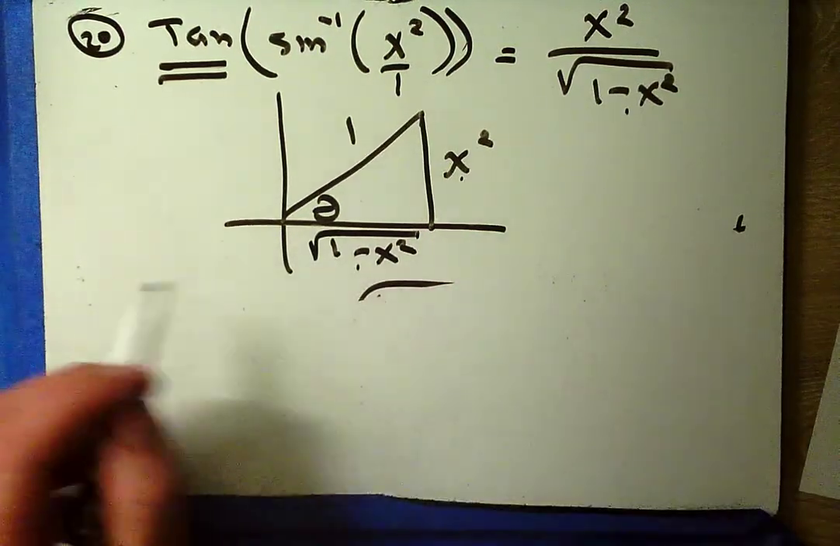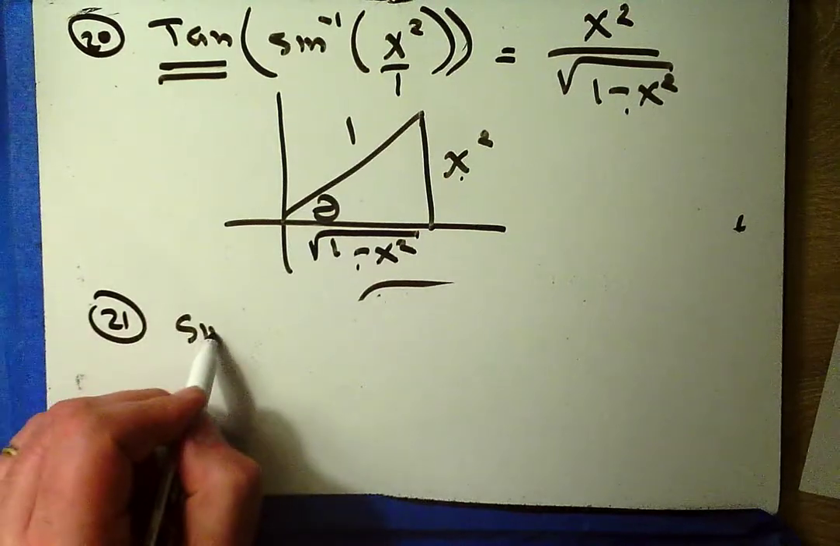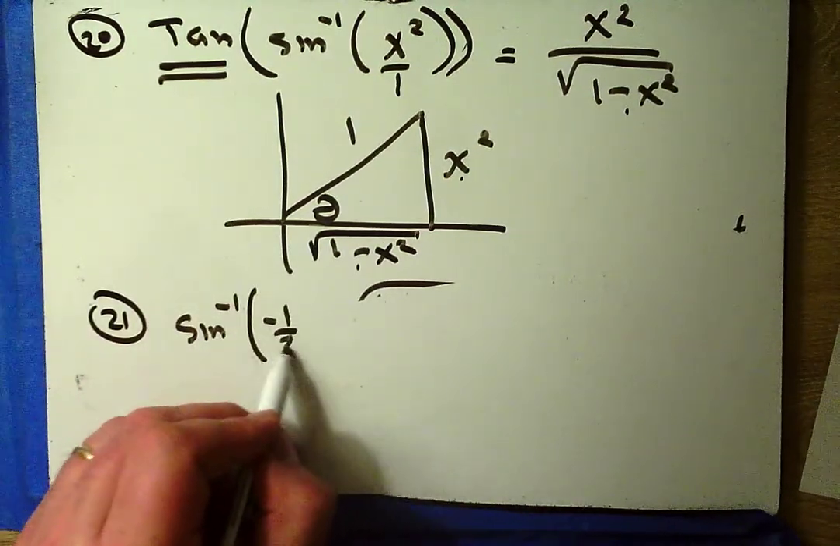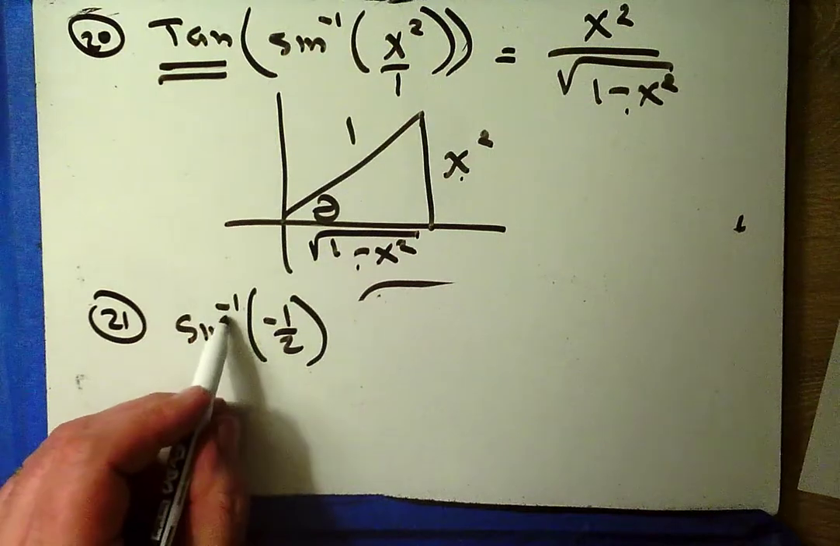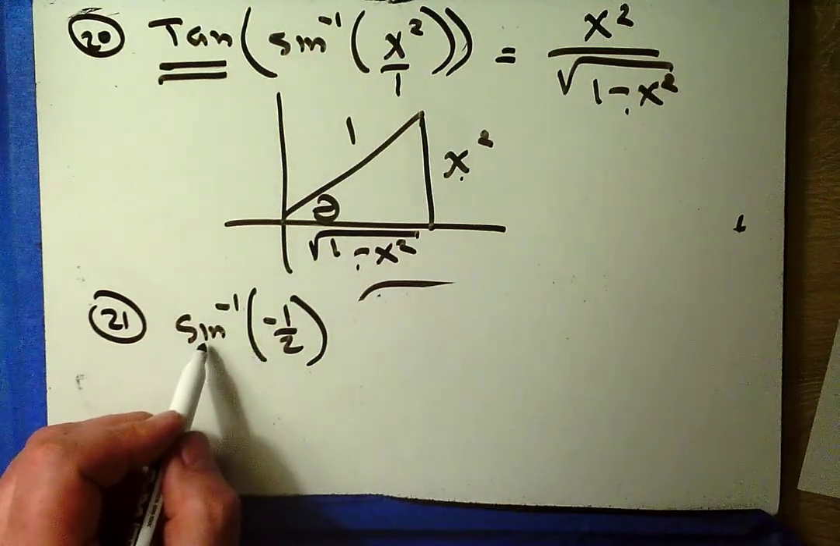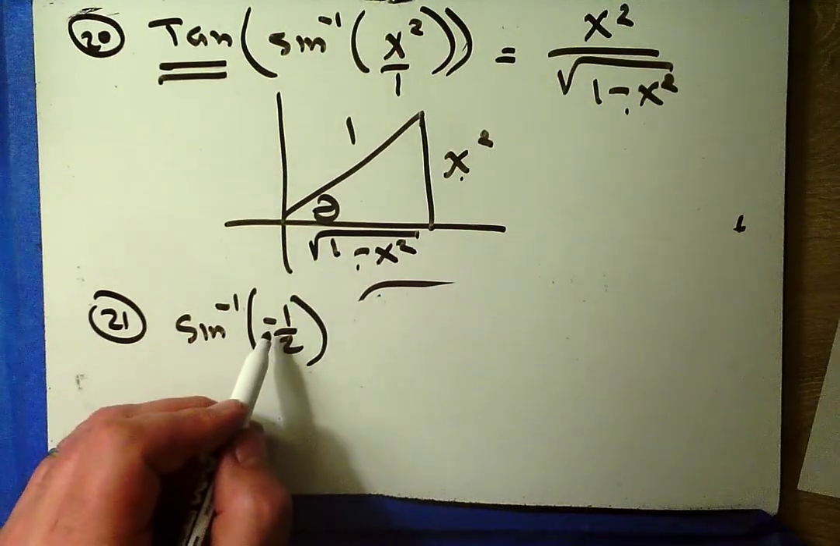That's number 20. 21. Sine inverse of negative 1/2. What angle within the restriction for sine has an upness of negative 1/2?